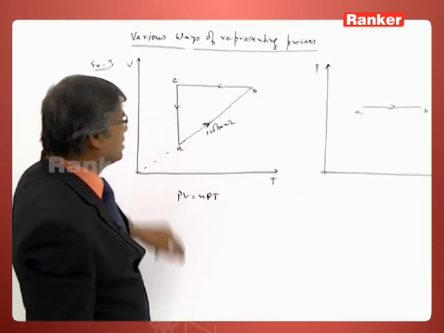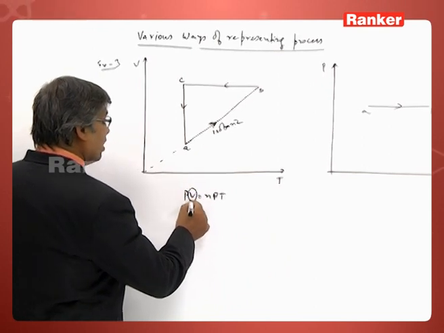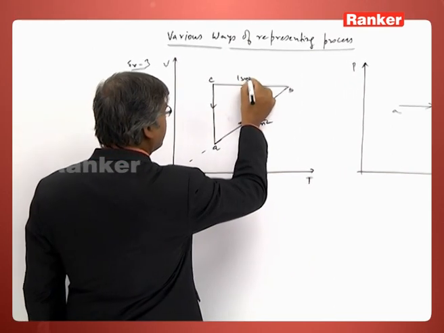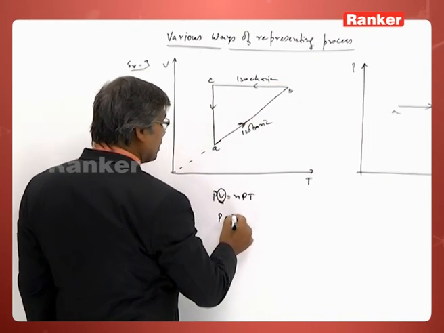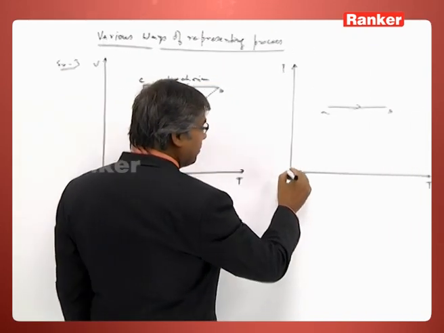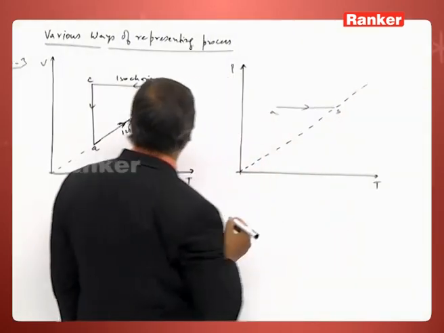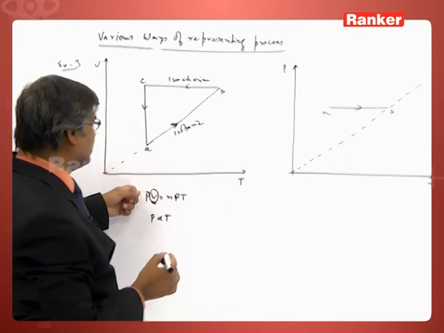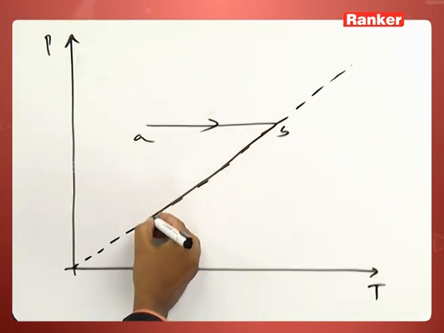Then B to C, isochoric. So isochoric means V is constant. That means if V is constant, P becomes directly proportional to T. That means the curve will be along a line passing through the origin. And as you see the T is decreasing, so it must come this way, decreasing way.